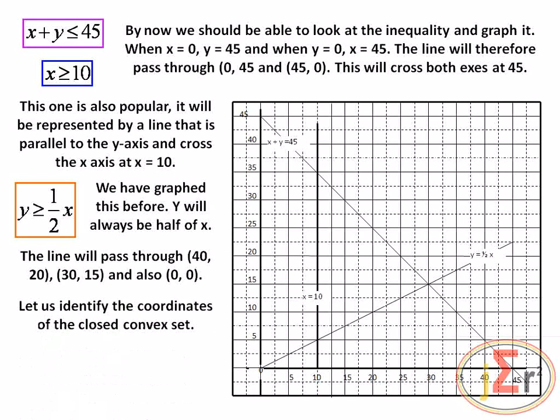Let us identify the coordinates of the closed convex set. Right, so we have them. One here, 10, 35. One here, 30, 15. And another there, 10, 5.